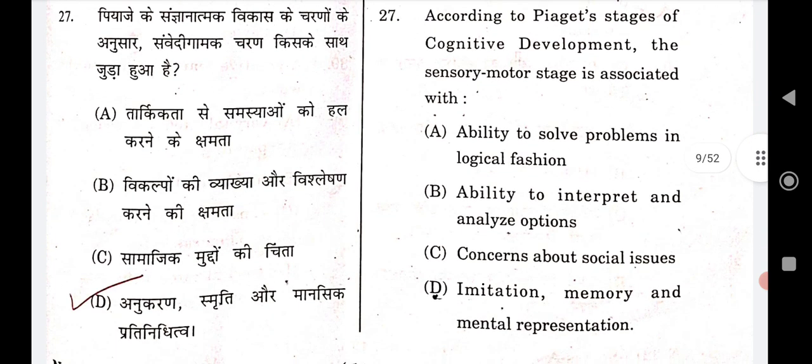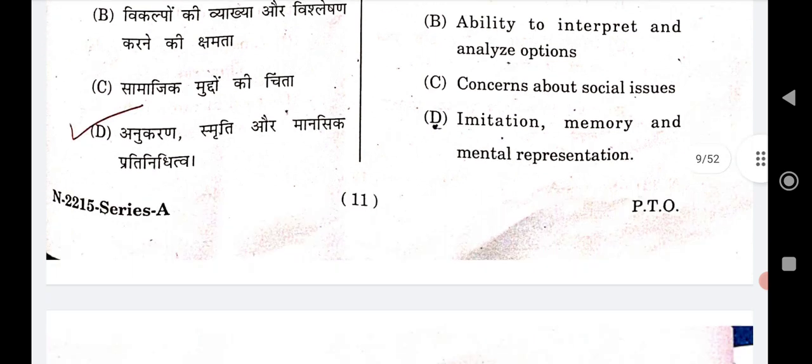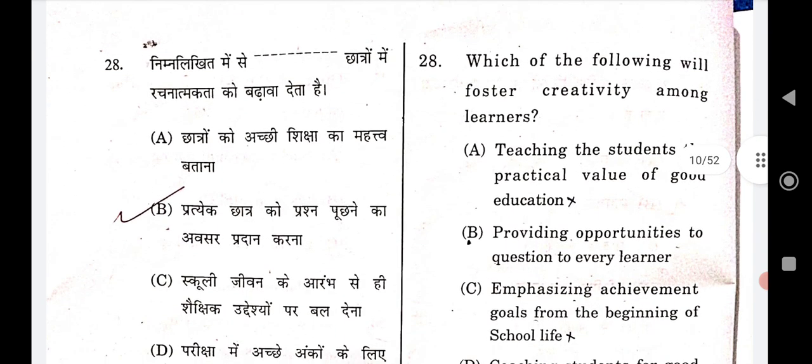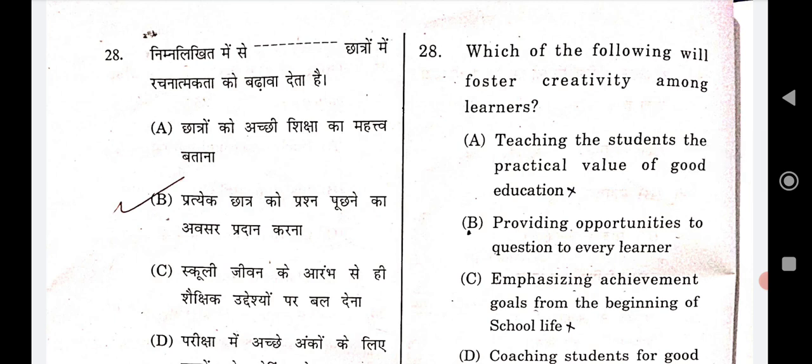Question number 27: according to Piaget's stages of cognitive development, the sensorimotor stage is associated with? The correct option is imitation, memory and mental representation. D is the correct one here. Next question: which of the following will foster creativity among learners? So the correct option is B, providing opportunities to question to every learner.